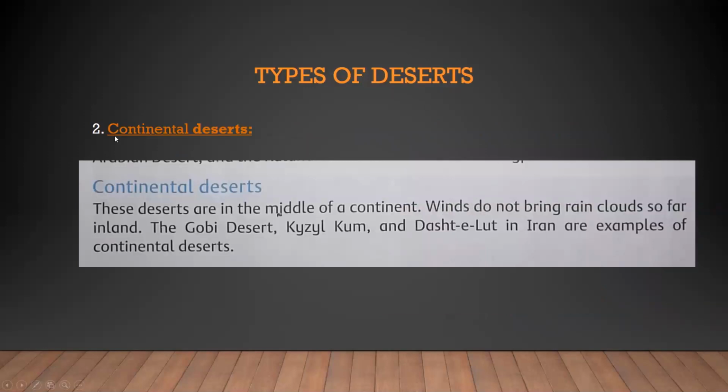Now we will come to the second type of desert, that is continental deserts. These deserts are in the middle of a continent. Winds do not bring rain clouds so far inland. This is the main reason, that winds don't come over there in the area. That's why this place becomes very dry and it is called a desert. Examples of continental deserts are the Gobi Desert, Kyzyl Kum, and Dasht-e-Lut in Iran.